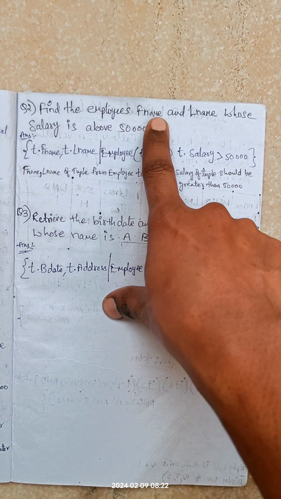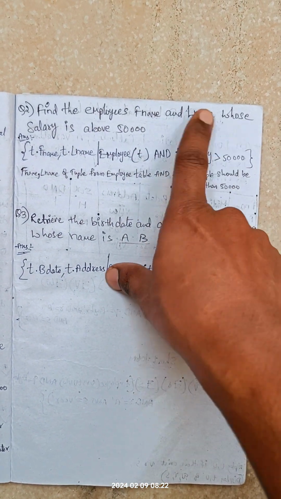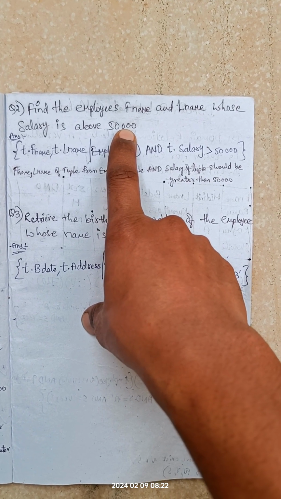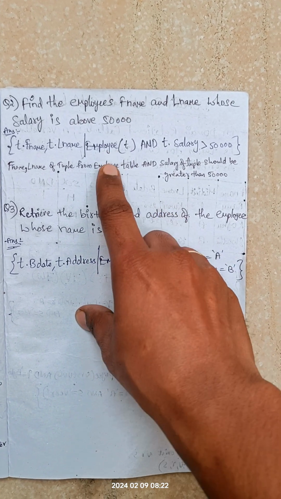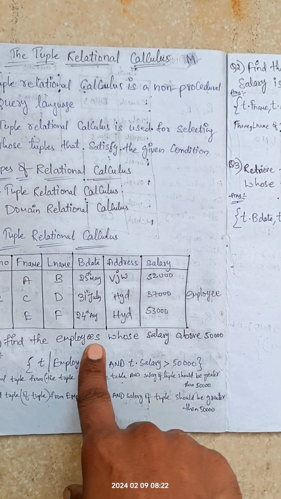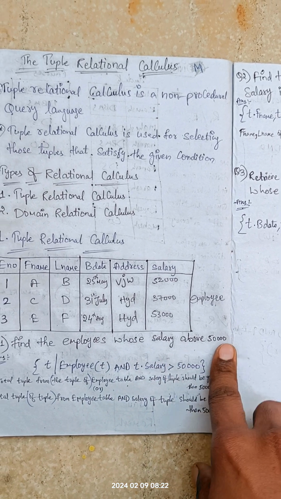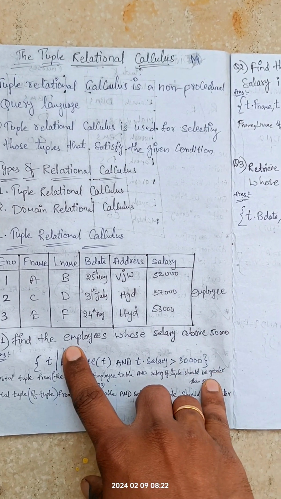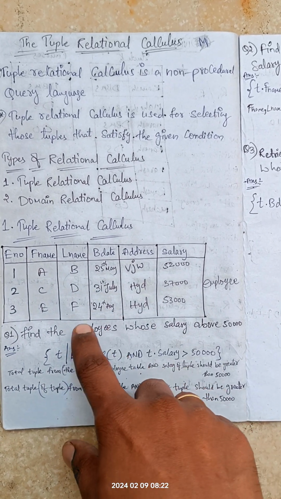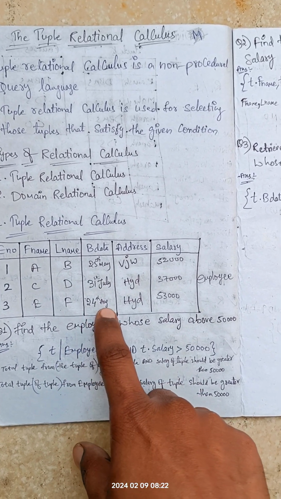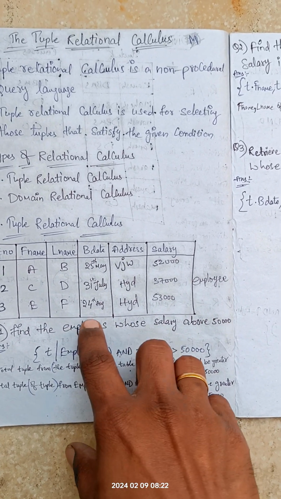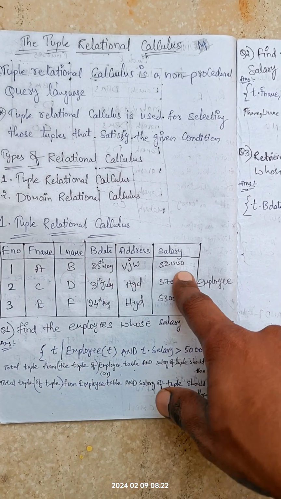Find the employee's first name and last name whose salary is above 50,000. See, now in this question, he is not asking for the complete employee. Here they said, find the employees whose salary is above 50,000. Employee means employee. Find the employees means the employees' complete details. Meaning here in the question, employees means the complete tuple.